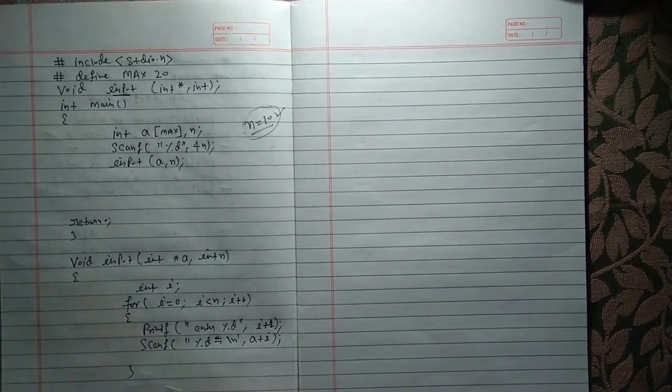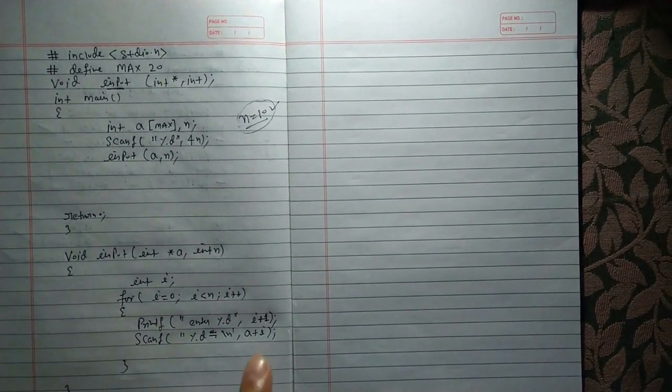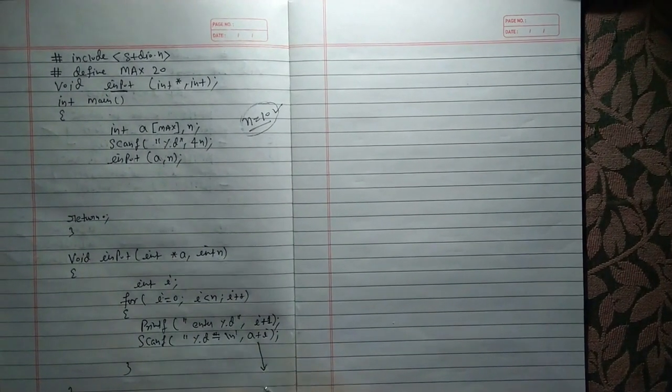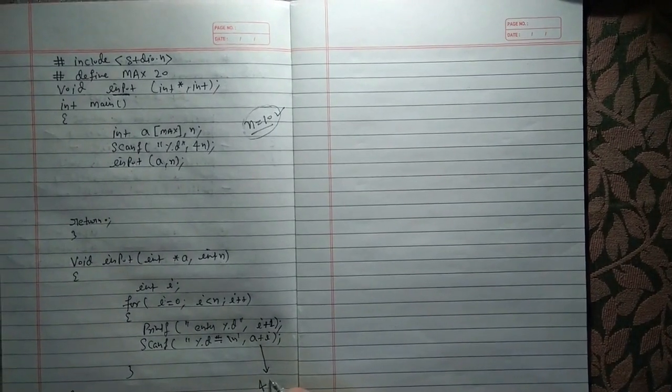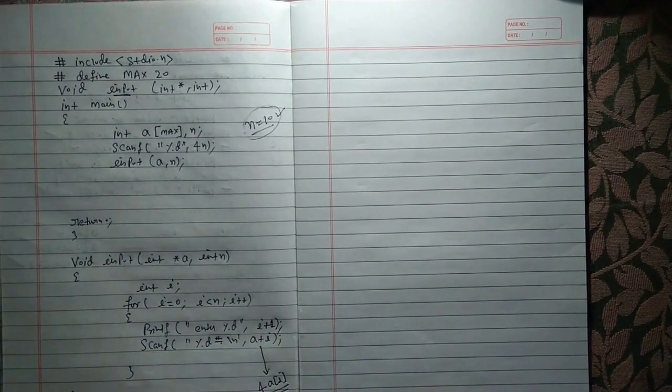So this is a very interesting topic here. Why is this interesting? Because we are using a plus I. So this a plus I and this address of A I, both are same.